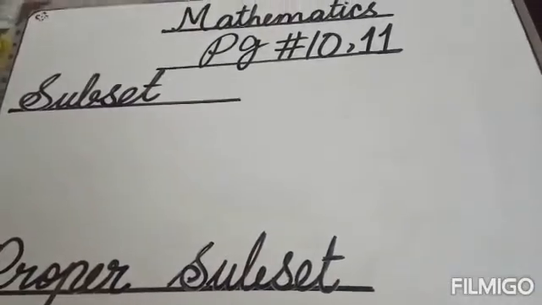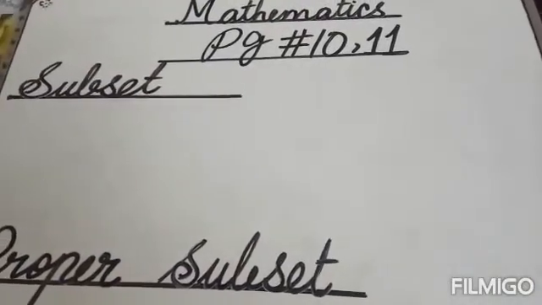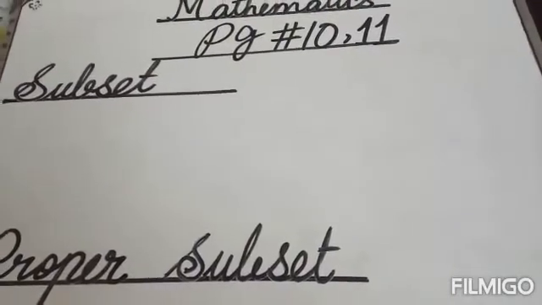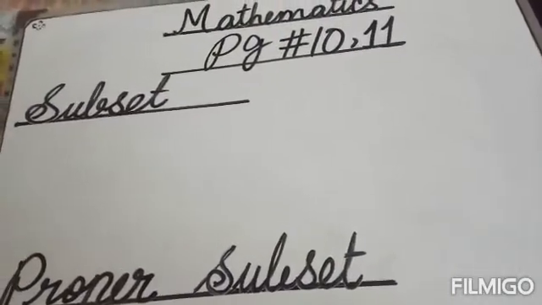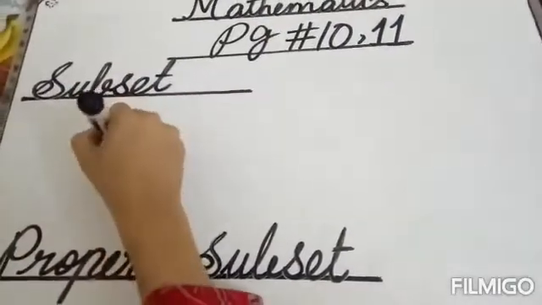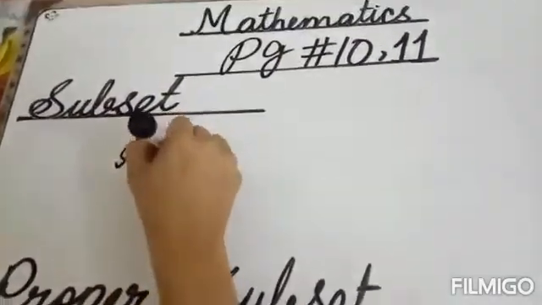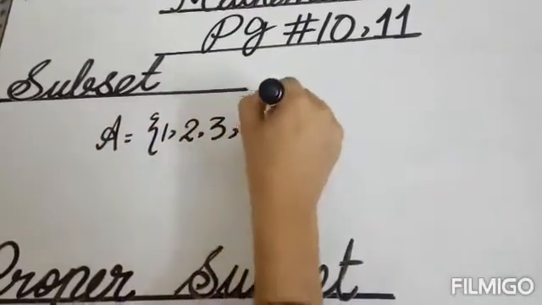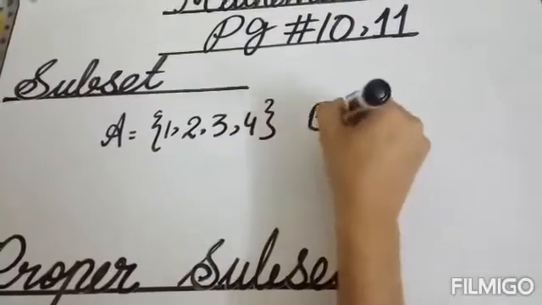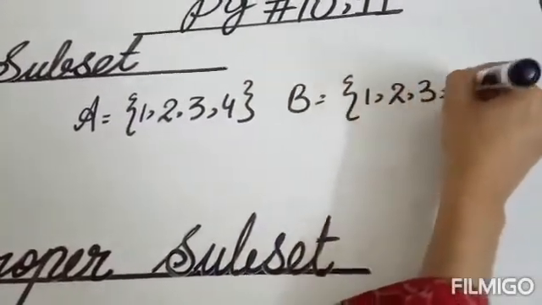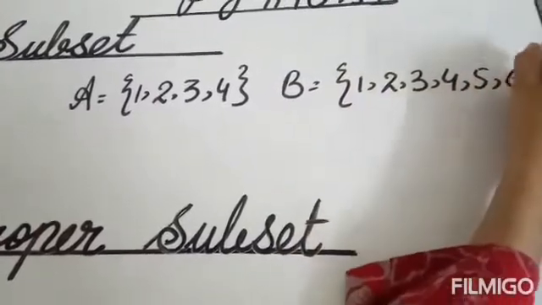The definition of subset: if each element of a set A is also an element of another set B, then set A is called the subset of the set B. For example, you have the set A. Set A is equal to {1, 2, 3, 4}, and set B is equal to {1, 2, 3, 4, 5, 6}.